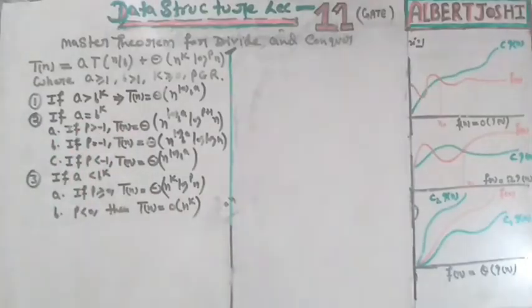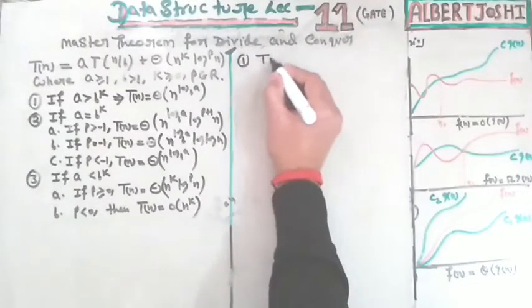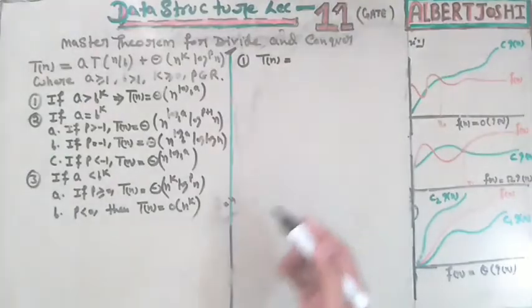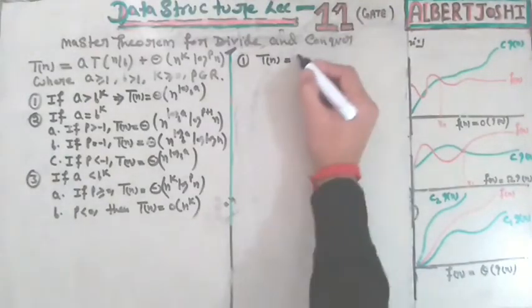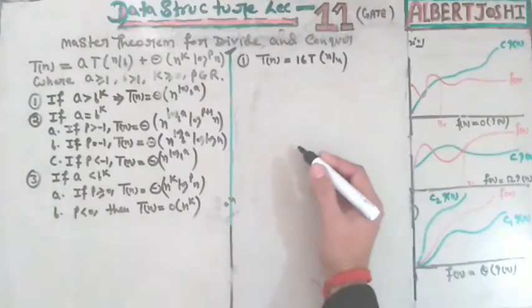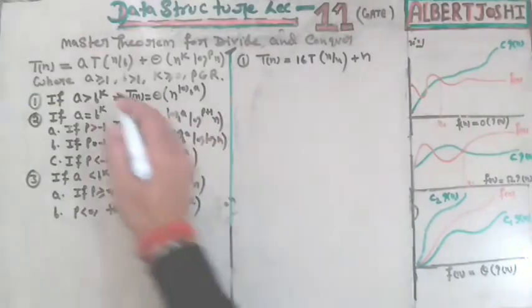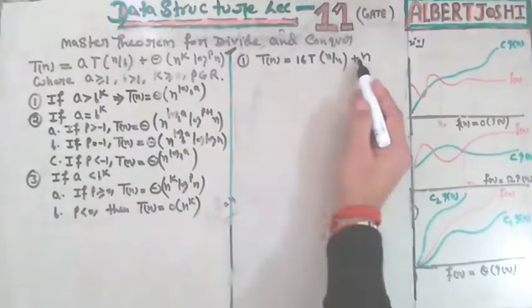What is the meaning of this? The first question is very simple. Suppose you have the function T(n) = 16 T(n/4) + n. At first we will compare this function to the general form to check whether the master theorem applies or not.